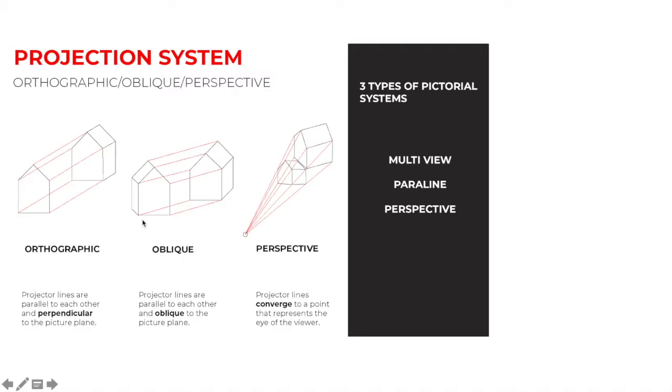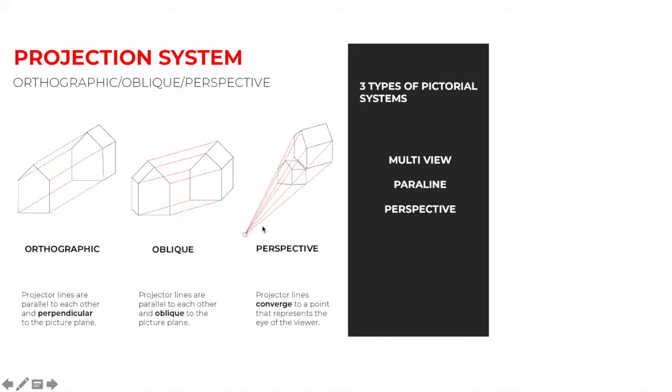An oblique projection, the projector lines are parallel to each other but oblique to the picture plane, so they in fact make the object or the space or the entire construct appear turned to the viewer.